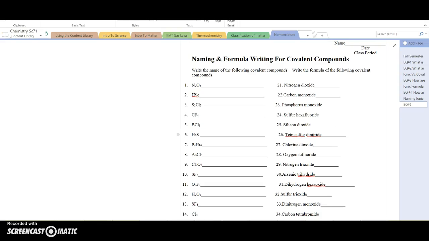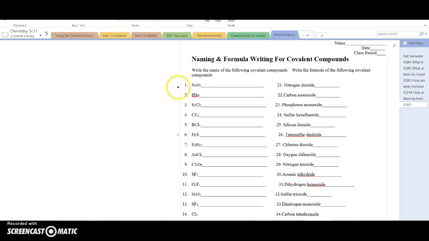Now we are going to be naming and writing formulas for covalent compounds. And covalent compounds are far simpler to name and write formulas than it is to do so for ionic compounds. We don't have to worry about transition metals or polyatomic ions or Roman numerals or anything like that. The system is very straightforward. There is a prefix in front of the element, and that tells you how many atoms there are of that element. It tells you the subscript.